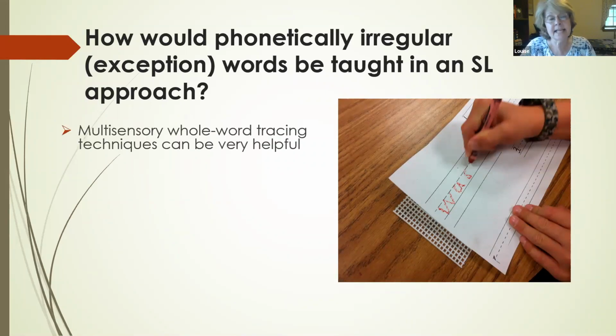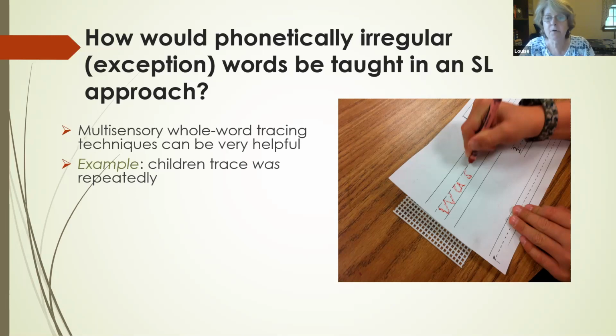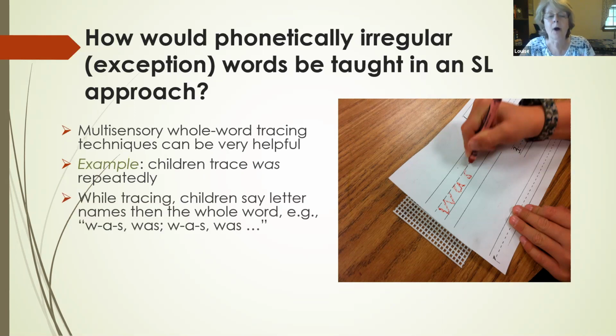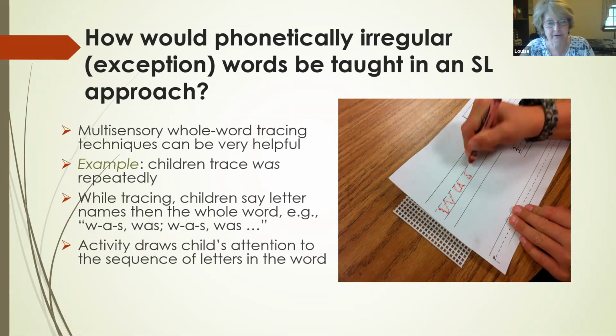Well, multisensory whole word tracing techniques can be very helpful for these kinds of words. So, for example, the child is given the word written on a piece of paper and they trace the word repeatedly. While they're tracing, children say the letter names and then the whole word. So something like W-A-S, was, W-A-S, was. Because you don't want them thinking "wuh" at the same time they're tracing the word. That would, again, be like negative learning.